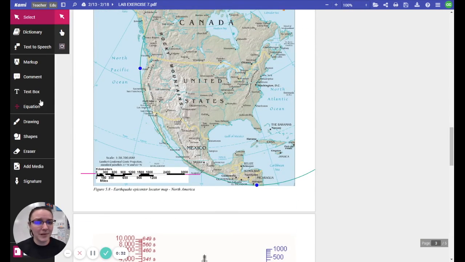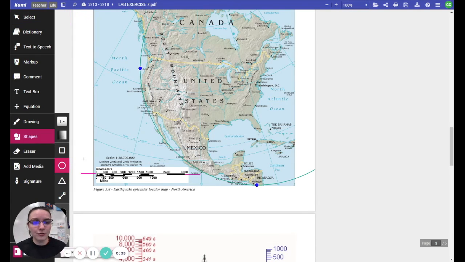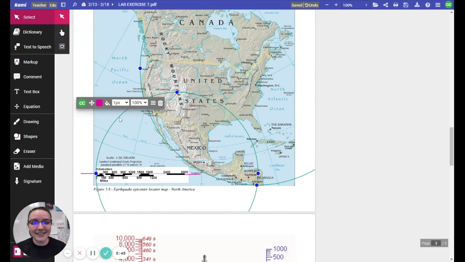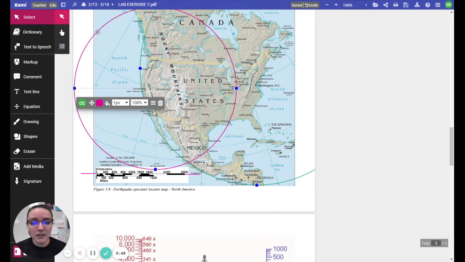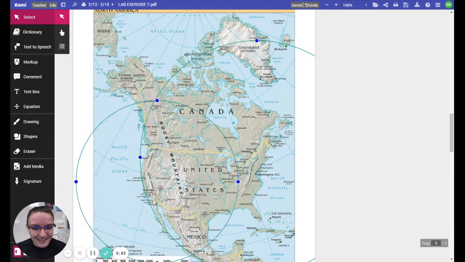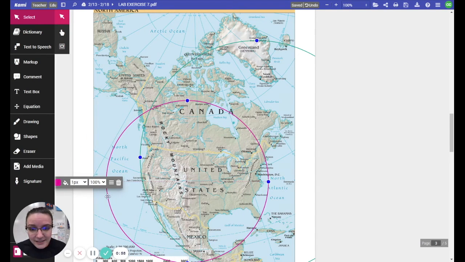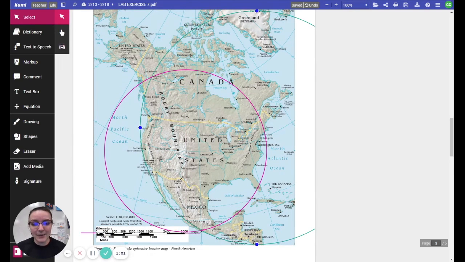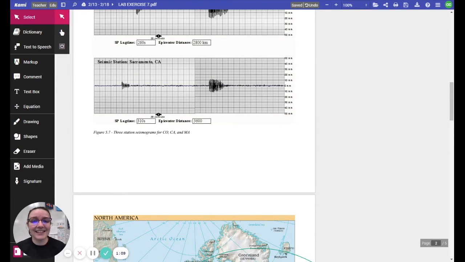So I'm going to use my little scale down at the bottom and draw a circle that has a radius of 2,800 kilometers, about there, and move it so that it is centered on Denver, Colorado. Let me double check. Yes, Denver, Colorado. So I want to put my circle so that it is centered on Denver. And now I can see there are 2 places where my circles overlap, near Watson Lake and near Acapulco. I'm not done yet. I need to look at Sacramento.